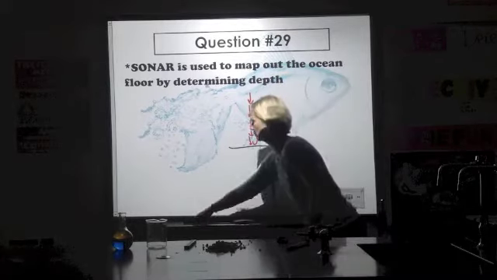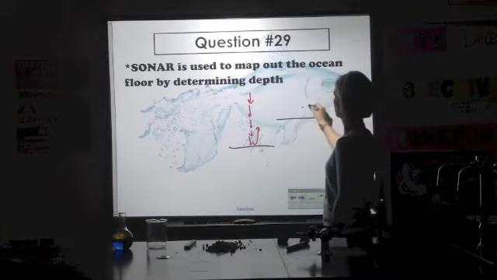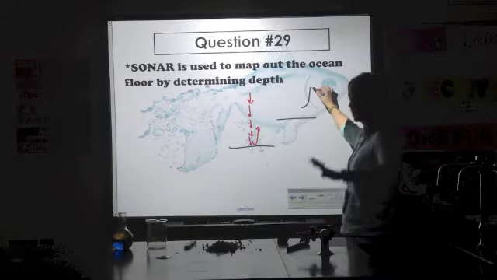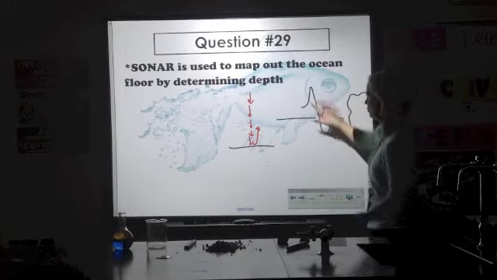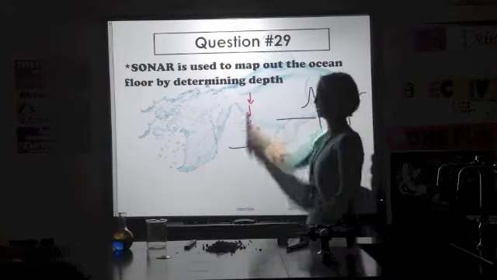So we know that the ocean floor isn't flat. We know the ocean floor has little mountainous areas. It's got trenches. It's got bumpiness. This is the ocean floor, not this. And we know that because of sonar.